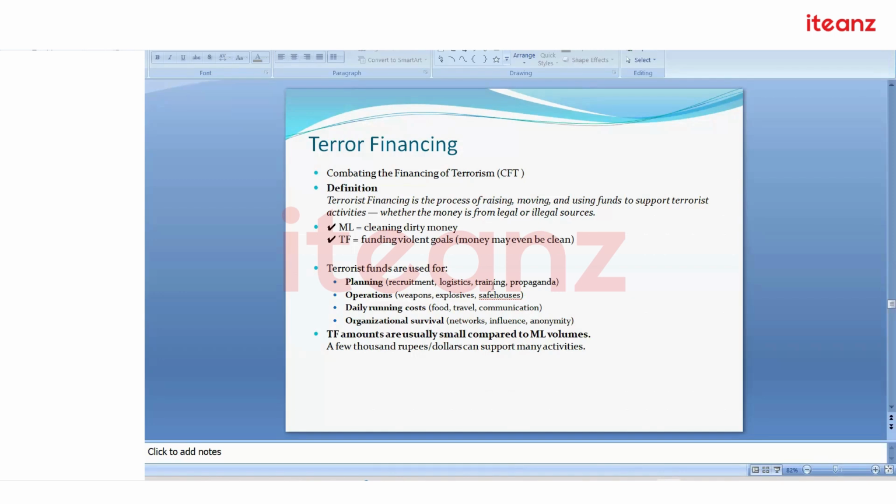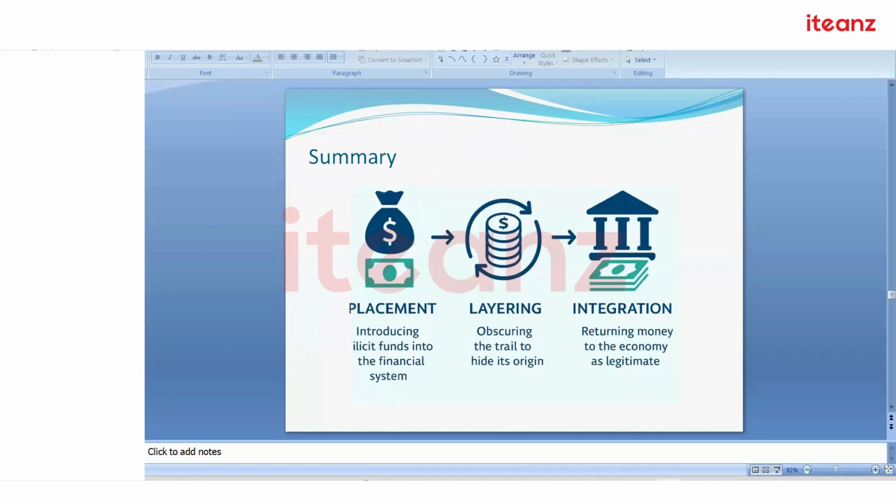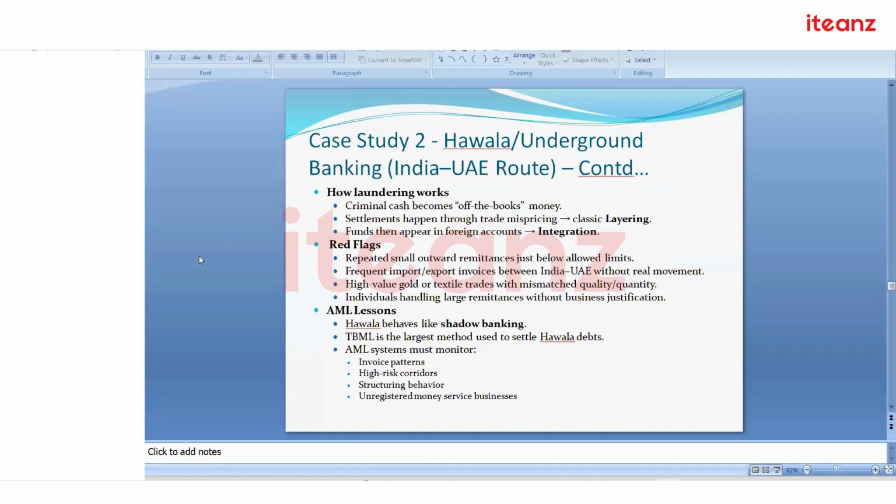You wrote those words, right? Red flag, structuring, morphing, shell company. Any doubt till now? No, sir. As of now, no.